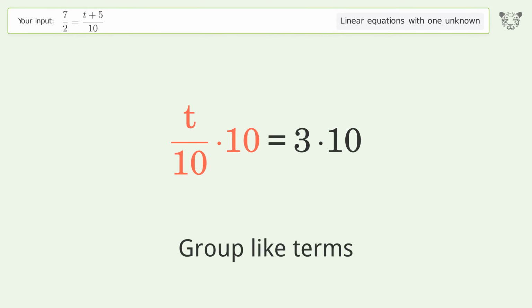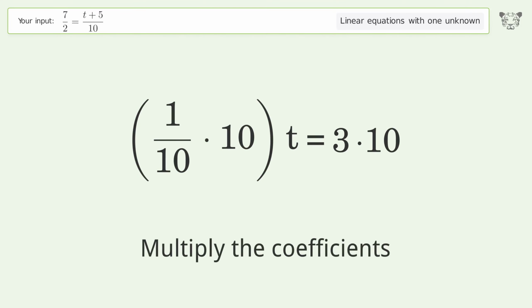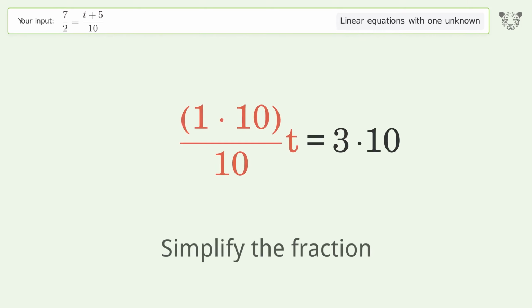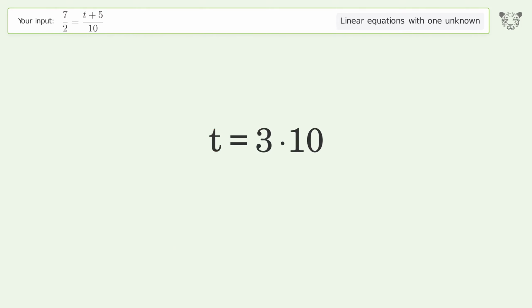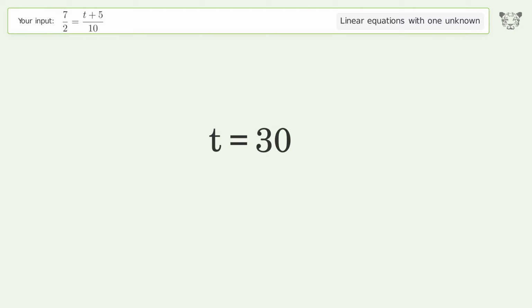Group like terms. Multiply the coefficients. Simplify the fraction. Simplify the arithmetic. And so the final result is t=30.